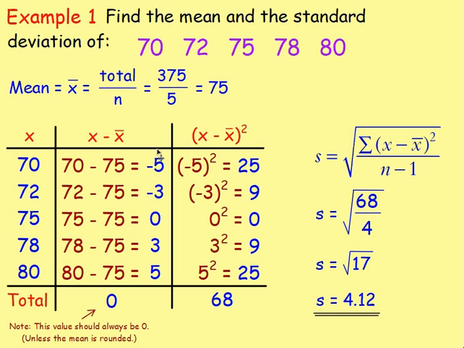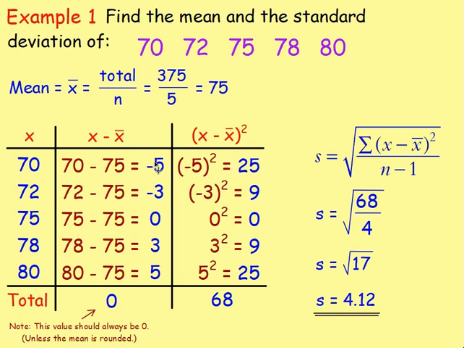To work out the mean and standard deviation, write down your numbers, take the mean away from each of the numbers. After you've got these here, you can always do a check. If you add them together, you should always get 0, unless your mean is rounded. If it's rounded, it'll be out slightly, so this will be out slightly from 0.